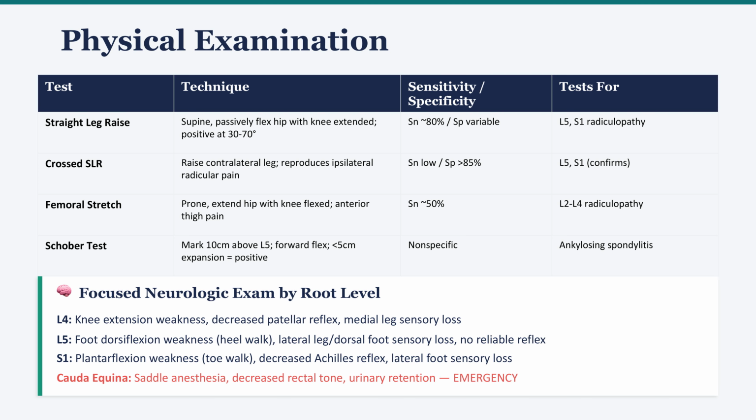Always check for signs of Cauda Equina syndrome: saddle anesthesia in the perianal area, and decreased rectal tone on rectal exam. If these are present, this is a surgical emergency requiring urgent MRI.